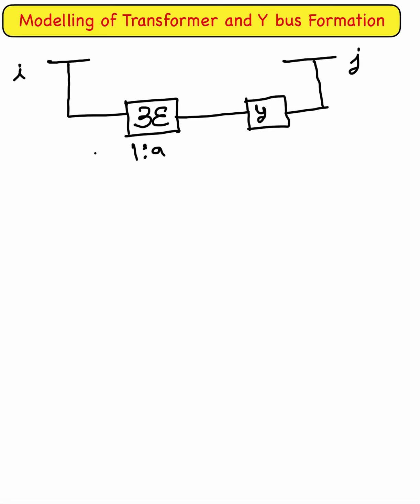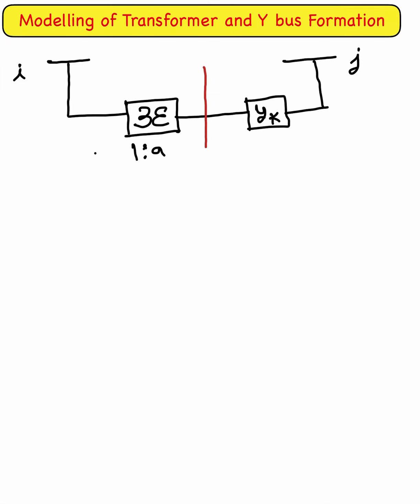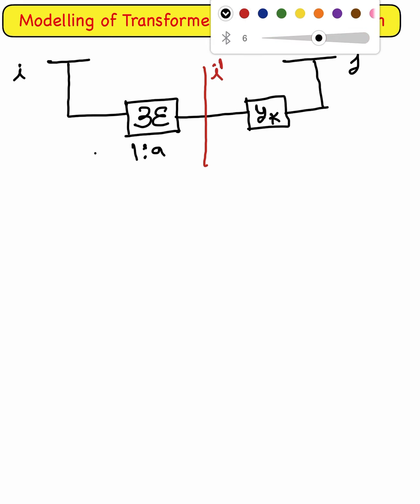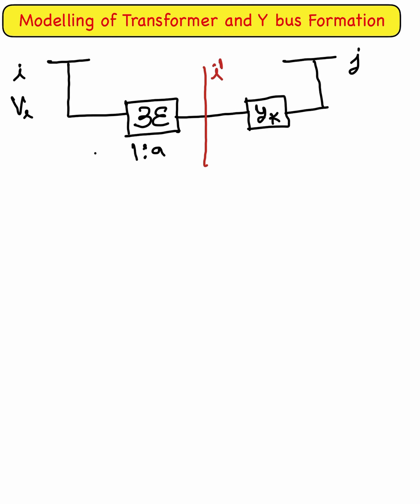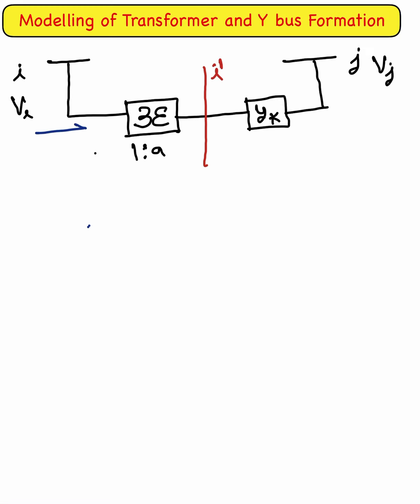J. It has the admittance YK, and at the center there is a bus. Suppose that bus is I dash. Here you can see that at bus I the voltage is VI and at bus J the voltage is VJ. At bus I the current is flowing from I to J, so you can write IIJ, and the power is the complex power SIJ.